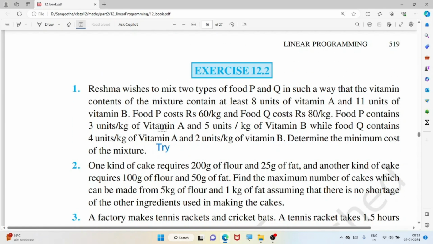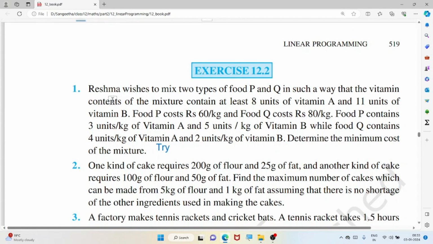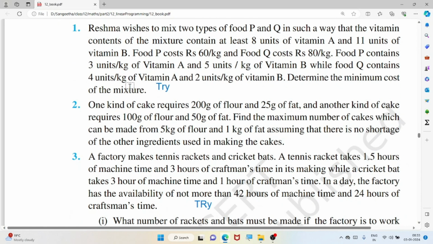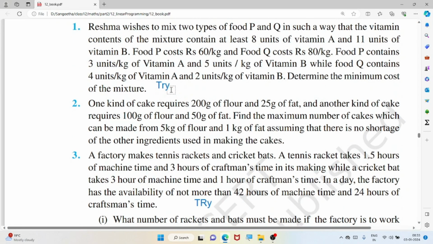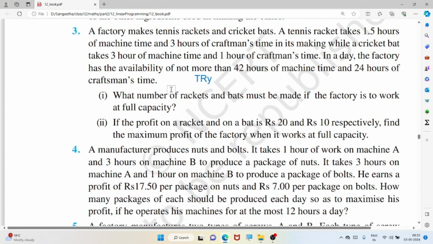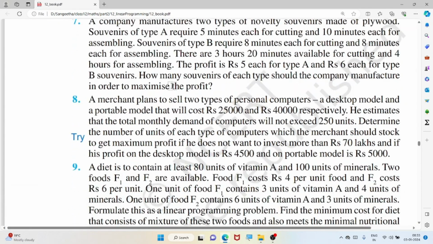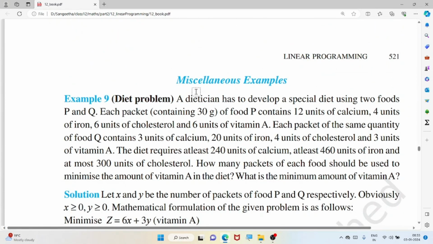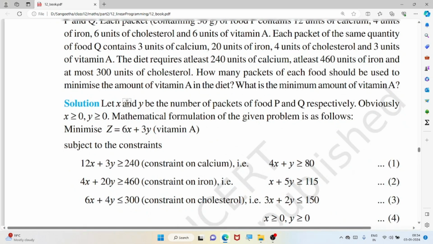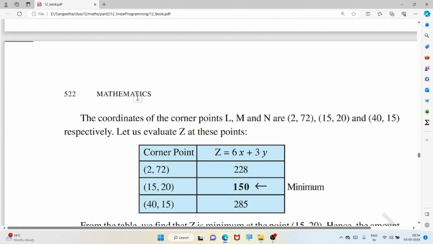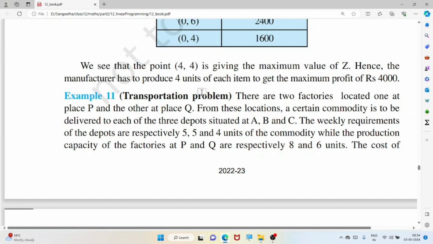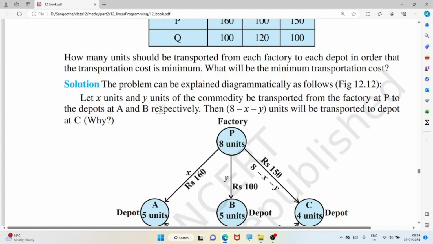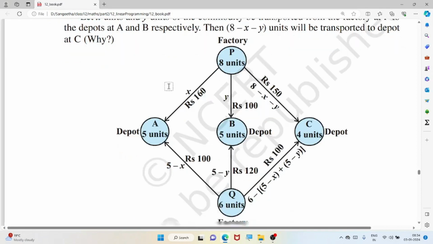See here, you should try to take one problem from different sectors: manufacturing, diet that is the food sector, then the transportation sector, like that you take something and try. Okay, because in each sector the formulation, that is making equations from the given data, will vary. So you should take different things and try. Okay, these are miscellaneous examples. Okay, this is a diet problem, a manufacturing problem, a transportation problem. So here they are using some kind of flow chart.